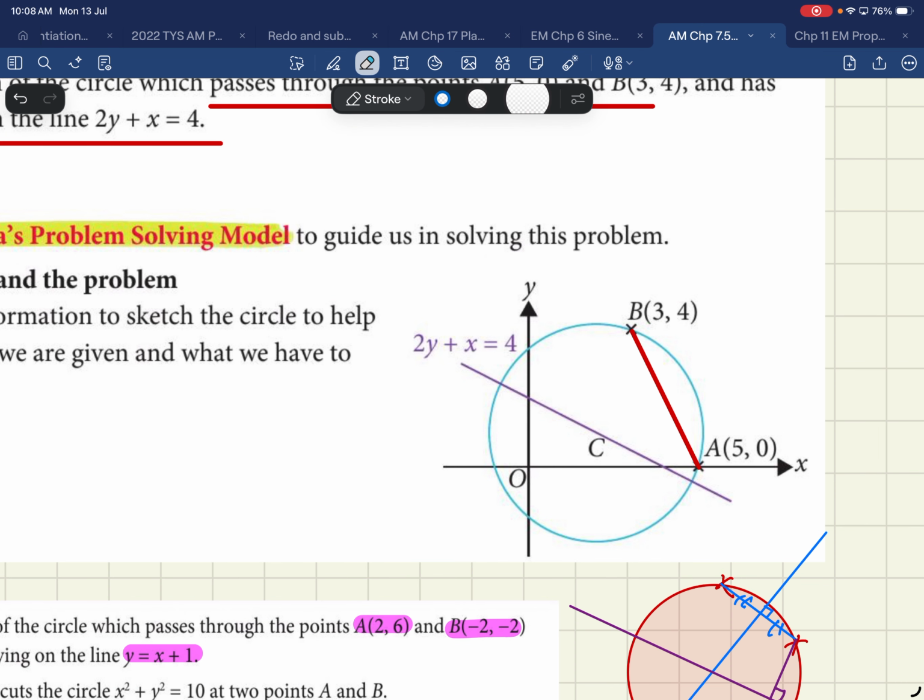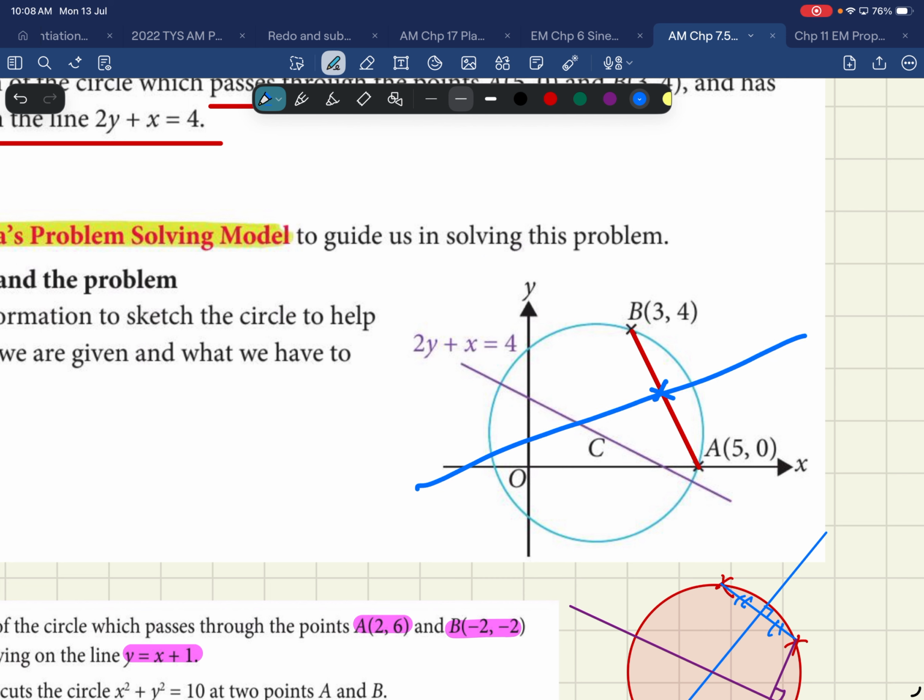So in this case, the idea is, can I find the gradient of AB? I can, right? Can I find the midpoint of AB? I can, right? So maybe I can find the perpendicular bisector of AB. Can I try to find the equation of the blue line? I can find the gradient of AB, flip the number, flip the sign, and I will know the gradient of the blue line. Then I use the midpoint of AB as a pair of coordinates to substitute in to find the equation of the blue line.